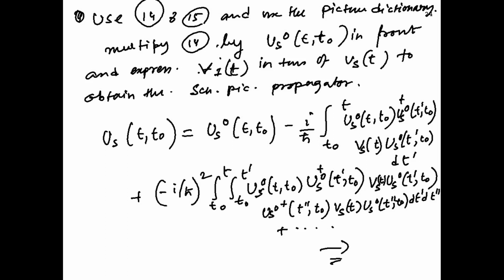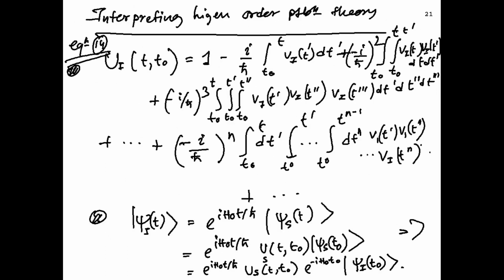So let's use equations 14 and 15 and the picture dictionary from the previous lecture. Let's just go to 14 to remind ourselves what it was. This was the interaction picture propagator in equation 14. We start with this interaction picture propagator, which we have written in a series form. We know that this is a Dyson series and it's basically a self-consistent equation, that's why it takes this power series form.